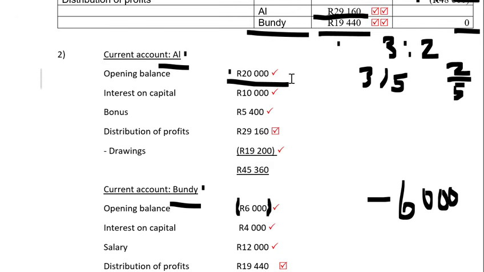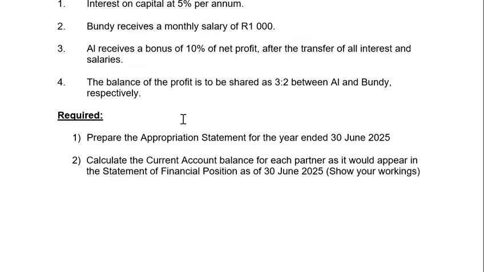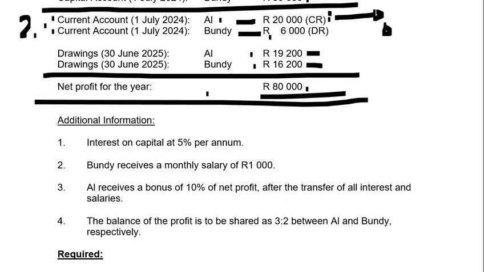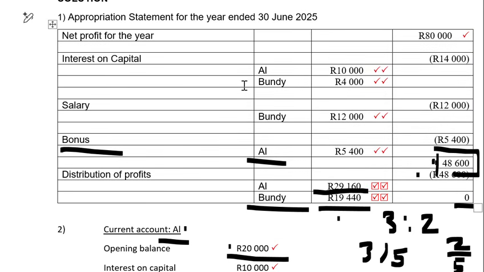So the opening balance for L was 20,000. L earned interest on capital, a bonus, and got a distribution of the profit. Then we take off the drawings, and they give us the balance of the drawings for each partner at the end of the year. There we go. So that gets taken off. So it is quite simple, this type of question.